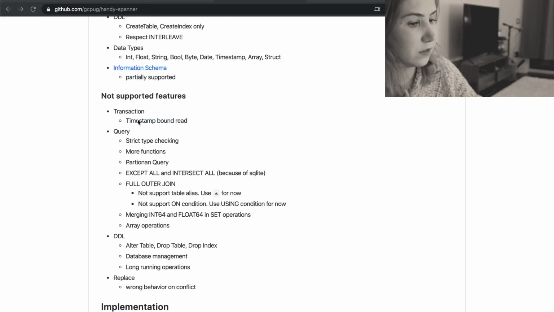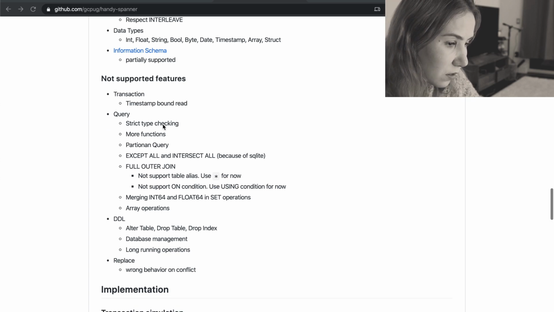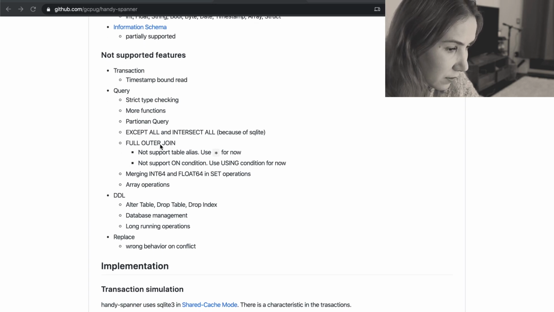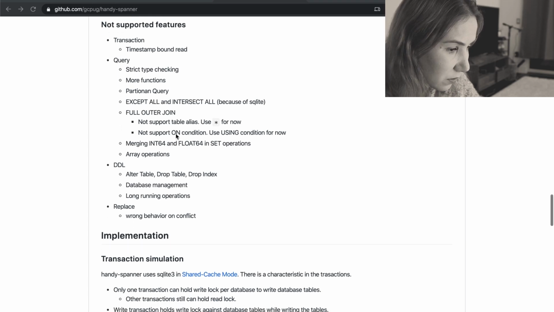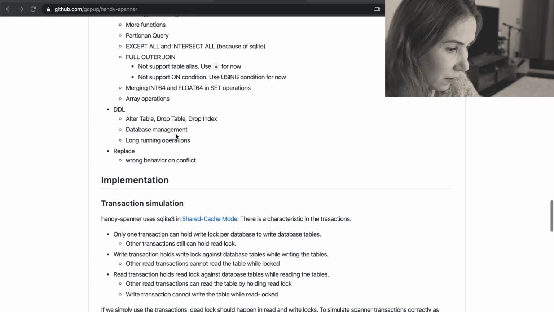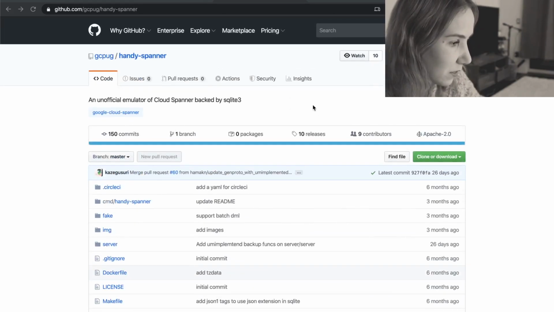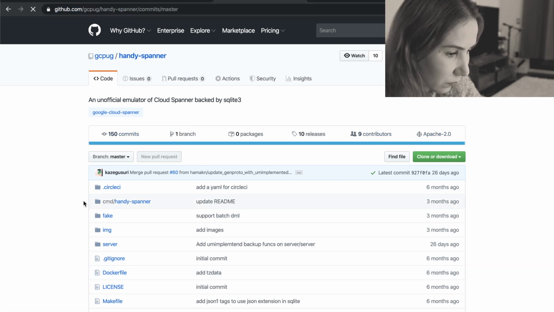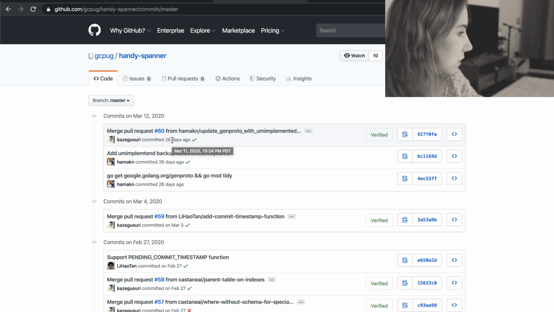Not supported. This doesn't have any timestamp bound reads. Doesn't have partition queries. Doesn't have some full outer joins. Yeah, this seems to be more limited, but it has persistence. And I'm not sure if this is maintained at this point because it's been around for a while. The latest commit is from 26 days ago. Maybe it's committed.